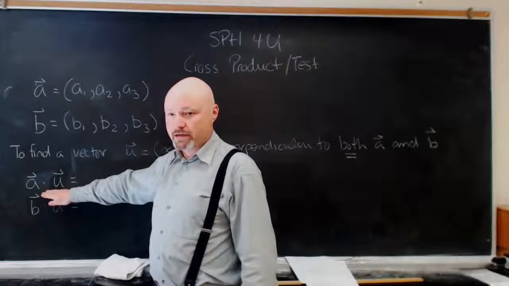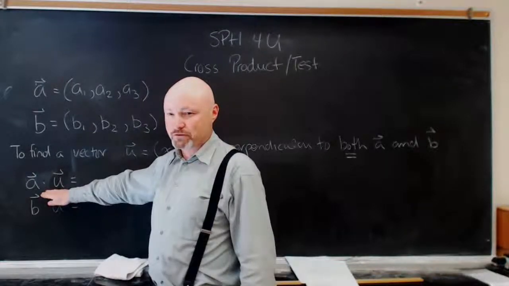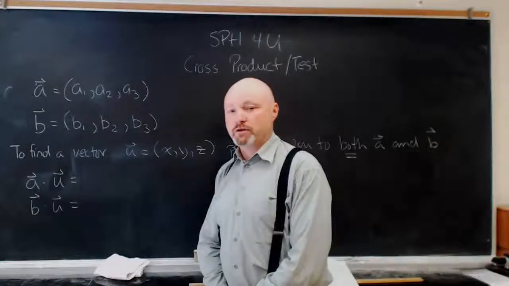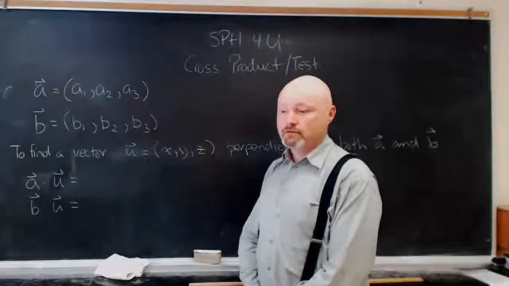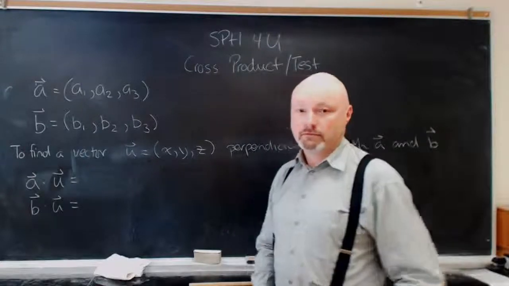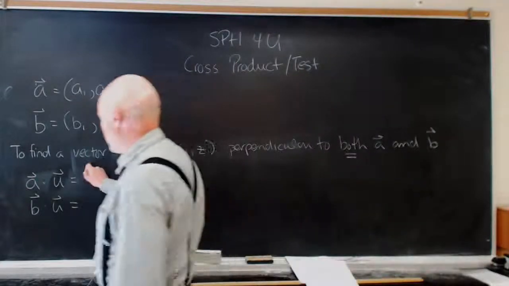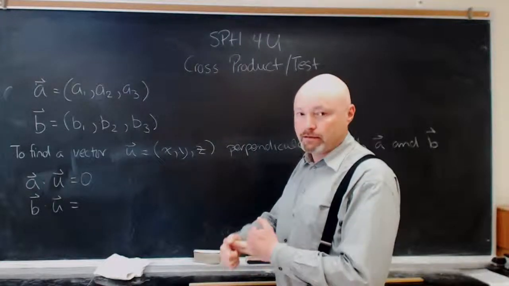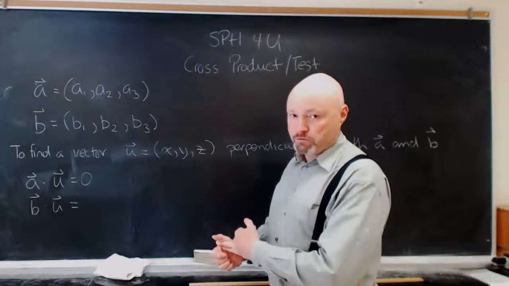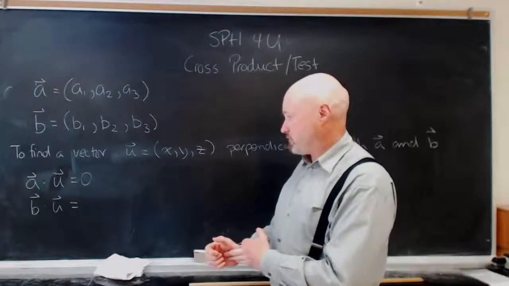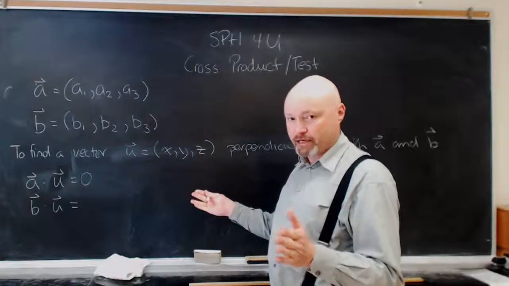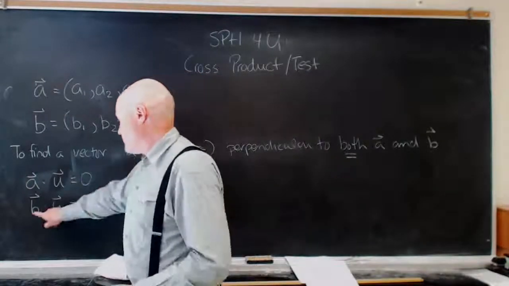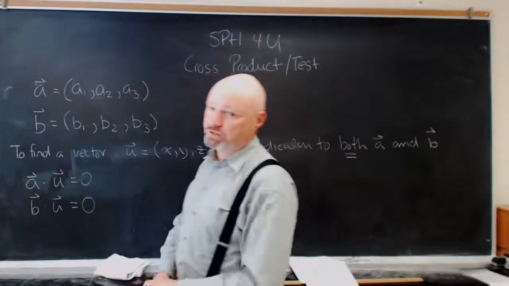So if I take the dot product of those two vectors, what should the result be if they're perpendicular? Remembering what the dot product was. Zero. It should be 0, because it's equal to the magnitude of a times the magnitude of u times the cosine of whatever the angle is. If the angle is 90, cosine is 0, so that dot product is going to be 0. Same with this one, it should also be 0.